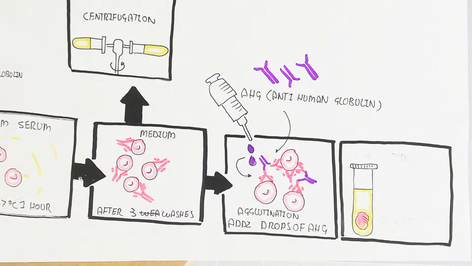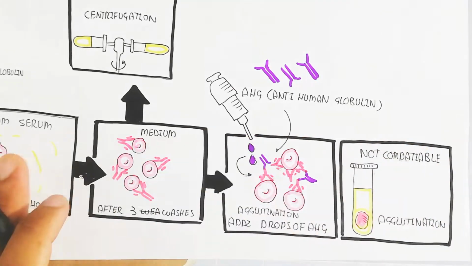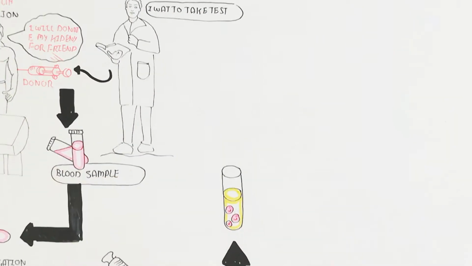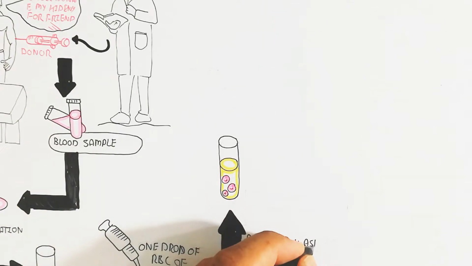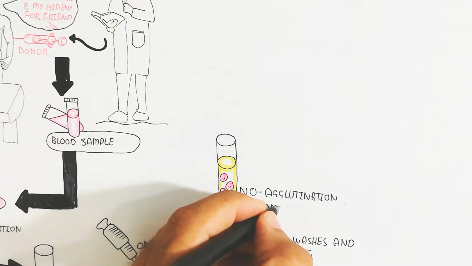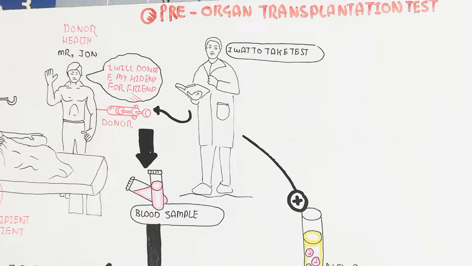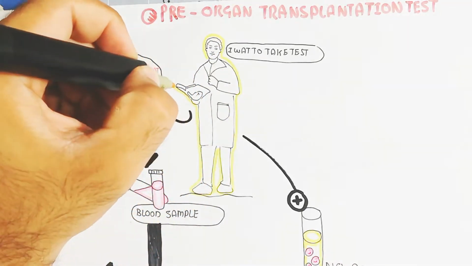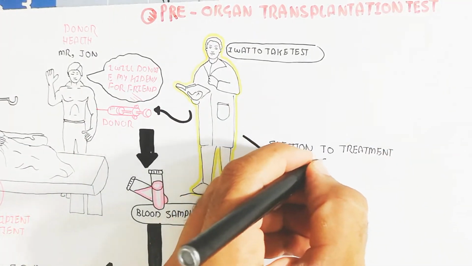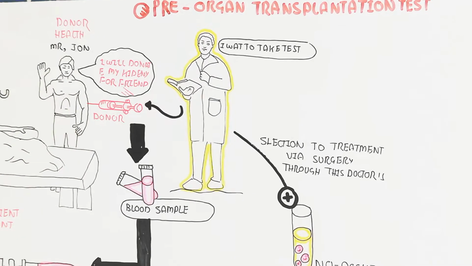So there will be agglutination formation through the added drops of AHG. This agglutination means clotting will occur, due to the anti-human globulin binding with the immunoglobulin which is already present. So they are not compatible, and it will be rejected. If after 3 washes and adding the anti-human globulin no agglutination forms, then they are compatible, so the doctor will select and proceed to treat via surgery. In this way it can be transplanted.